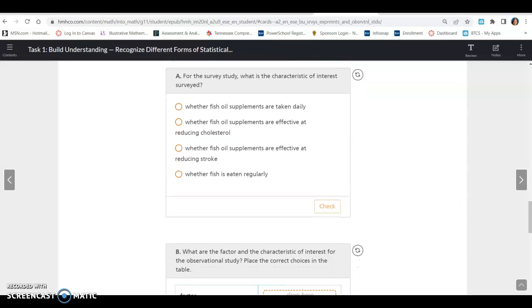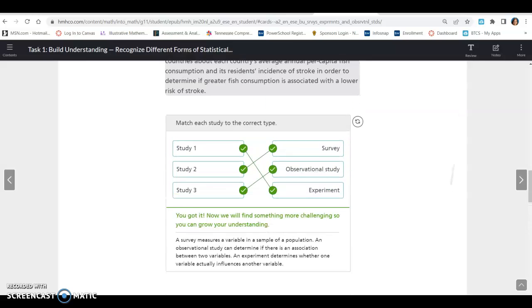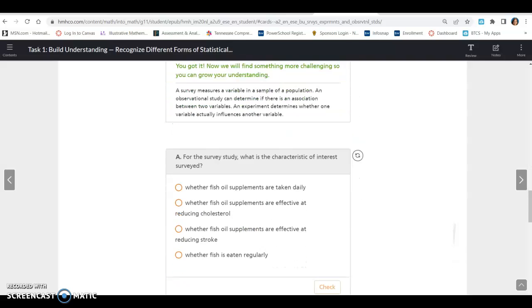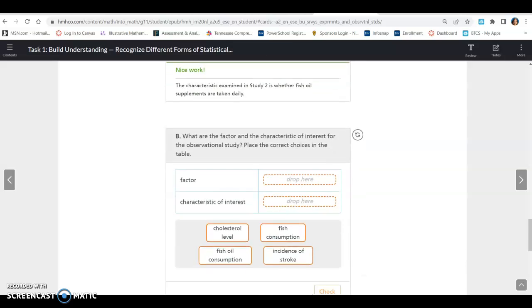All right, says for the survey study, what is the characteristic of interest surveyed? Okay, so the survey was study 2. A researcher asked a random sample of people living in the United States whether they take fish oil daily. All right, so whether fish oil supplements are taken daily. So that should be the correct answer. Okay, so it didn't do any of the others. They just asked them if they took fish oil or not.